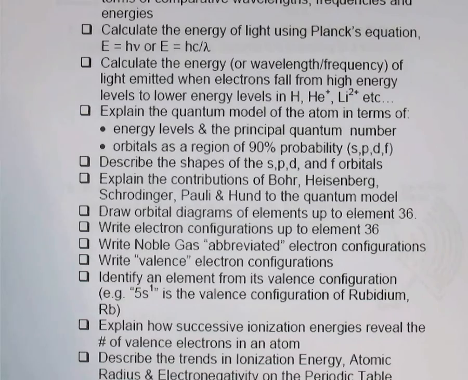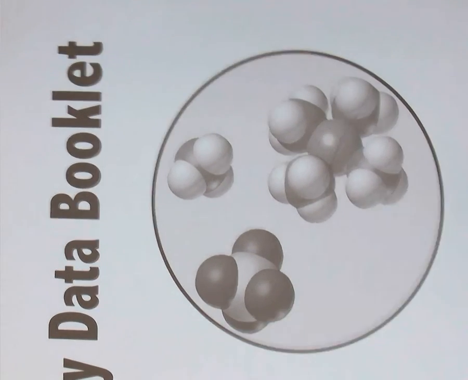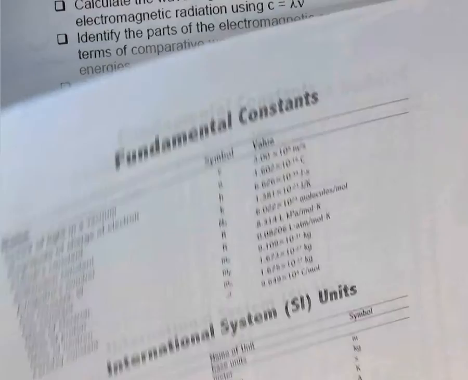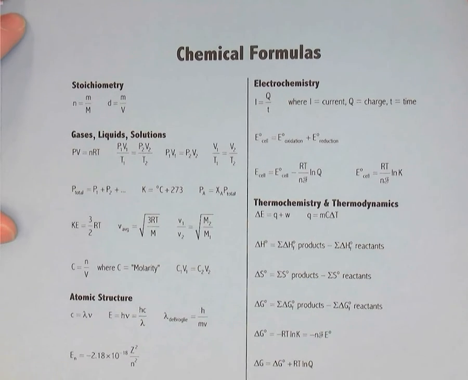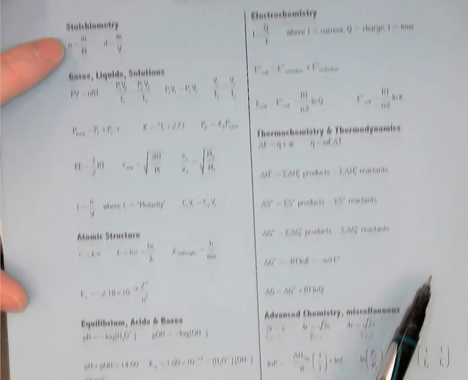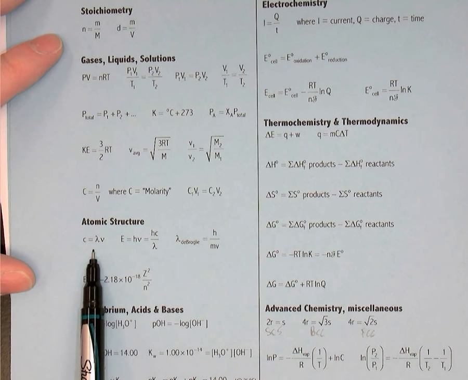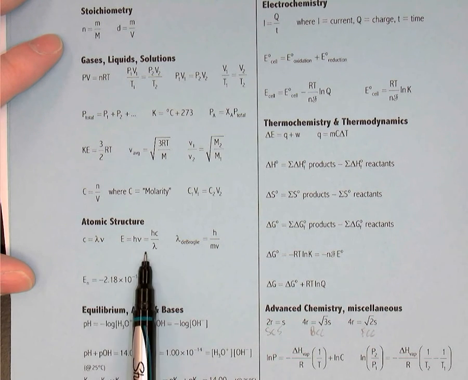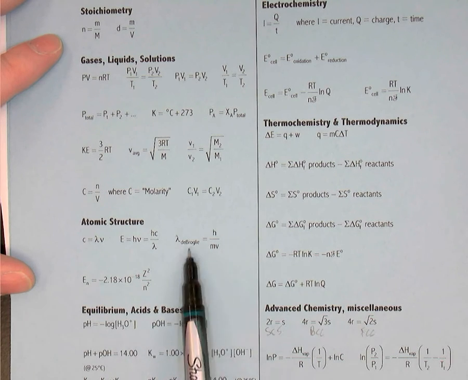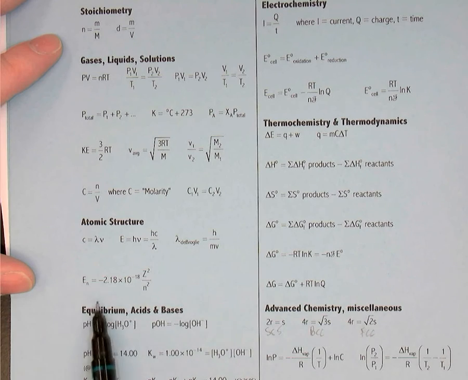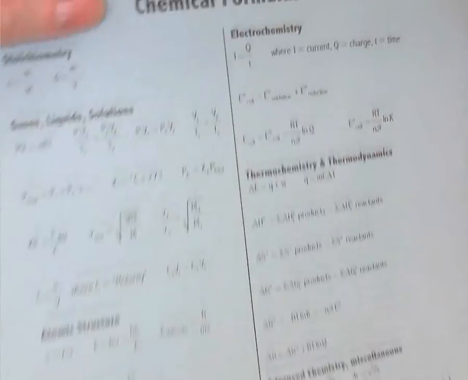Alright, so you're going to have access to your data booklet in the test, so be sure you're familiar with the data booklet. You've done lots of homework problems. You know that on the inside cover there are important formulas that we use a lot. In the atomic structure unit or section, there's the formula c equals lambda nu, Planck's energy equation. We're not going to use de Broglie's wavelength equation, but we did discuss it briefly. And then there's Bohr's energy equation that we mentioned just a minute ago.